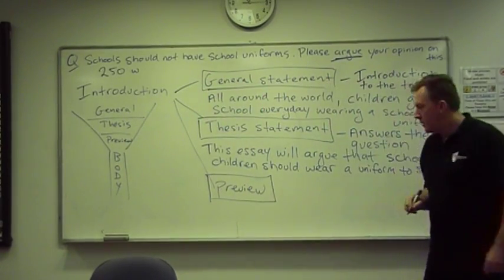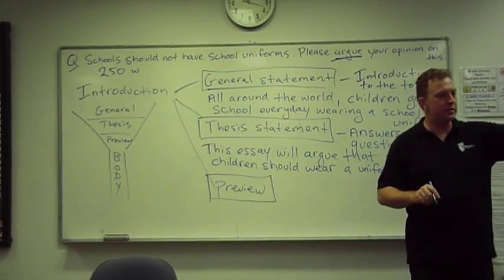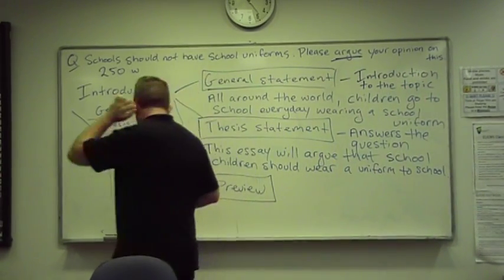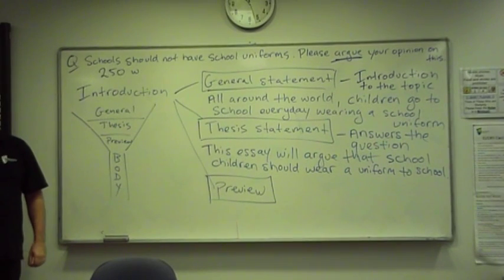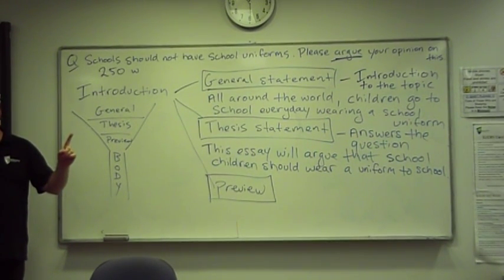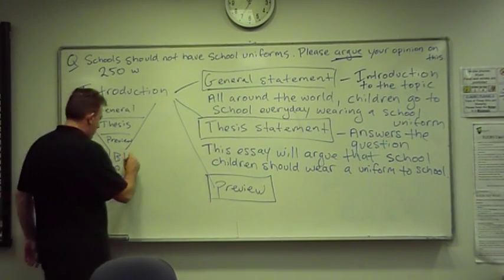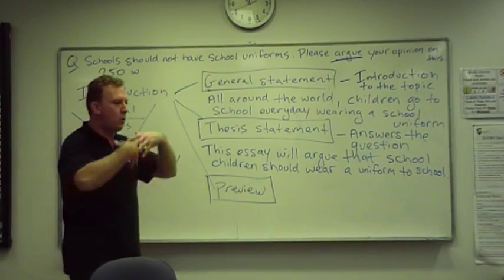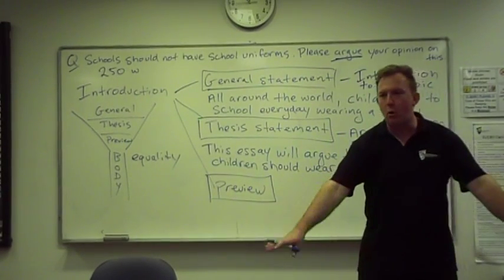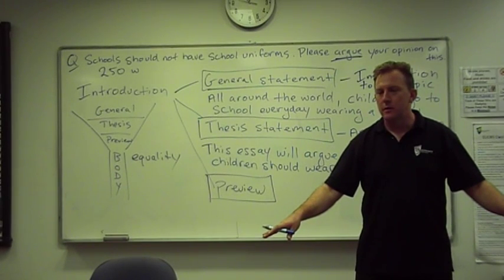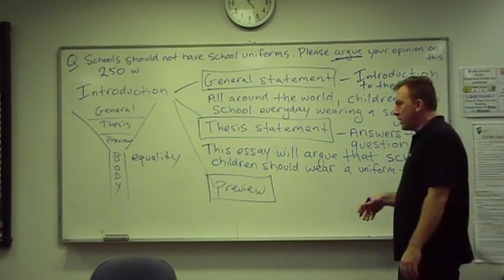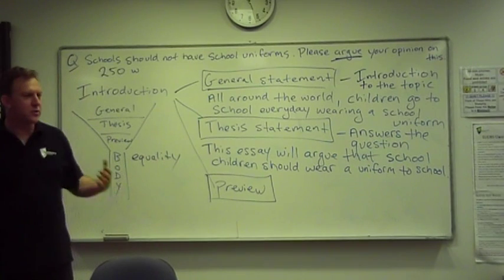The preview. Now we have to think of three reasons why school uniforms are good. We talked about this the other day. It will equal. Yeah. Equal. Equality. The idea is if children all wear a school uniform, the rich kid and the poor kid look the same. Yes. So the poor kid does not feel bad. Equality. What's another reason school uniforms are good?